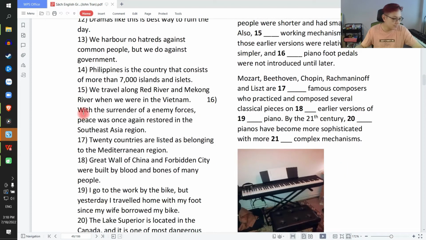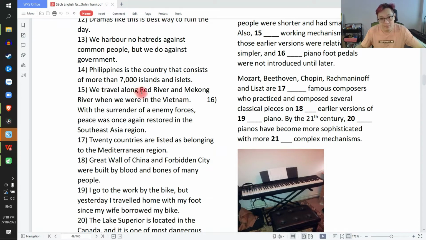Number 15. Oh, sorry, number 15. Số 15 chứ. We travel along the Red River and the Mekong River when we arrive in Vietnam.